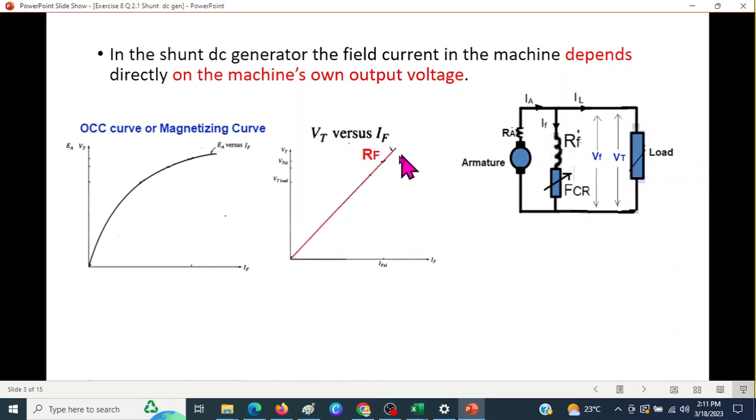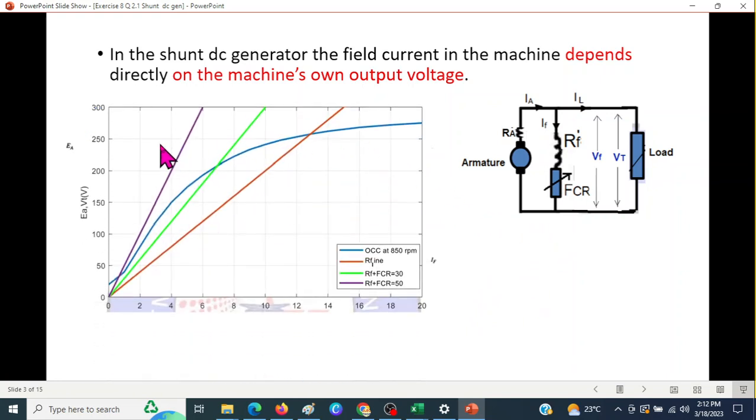We'll need another graph also, and this is called the resistance graph. It is between the field current and the field voltage. So this graph we call RF here. So we'll be using these two graphs.